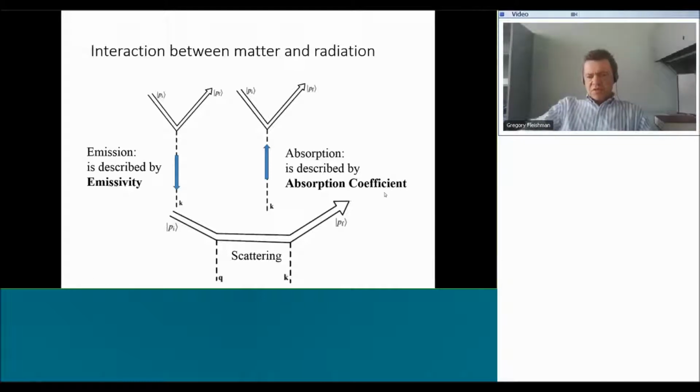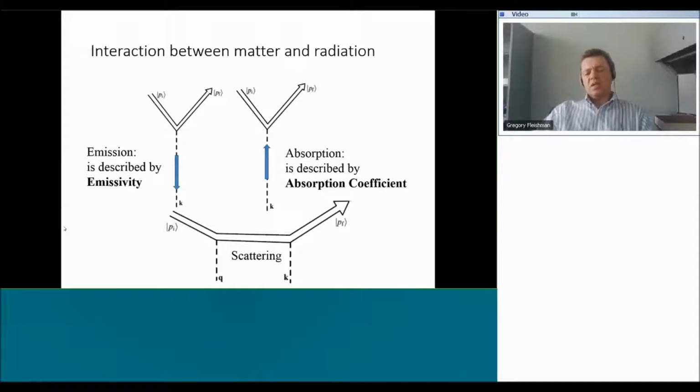There is another process when a photon and a particle interact with each other, but at the end both the particle and the photon still exist. They can change their energy, and the photon can change its direction of propagation and energy. This process is called scattering. In scattering, the properties of the photon change, but the photon itself does not disappear. So these are the three main processes of interaction between radiation and matter.